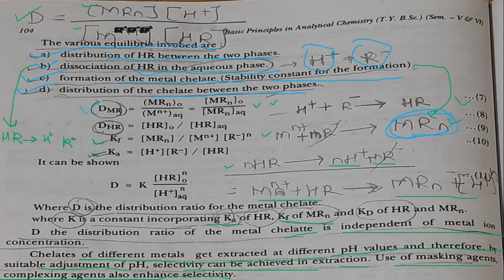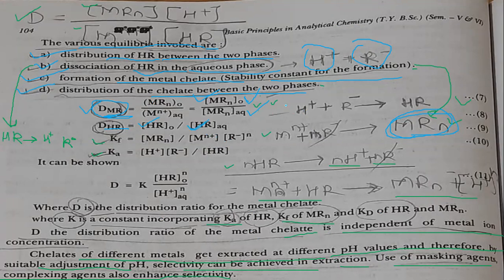Look. DMR is the metal chelate complex, what is its distribution ratio? MRN: concentration of chelate or complex in the organic phase over concentration of complex in the aqueous phase. Similarly, DHR: concentration of HR in the organic phase and concentration of HR in the aqueous phase. What is HR? It's a ligand you are adding with the help of the organic phase to the aqueous phase. It is added there, and it dissociates there.